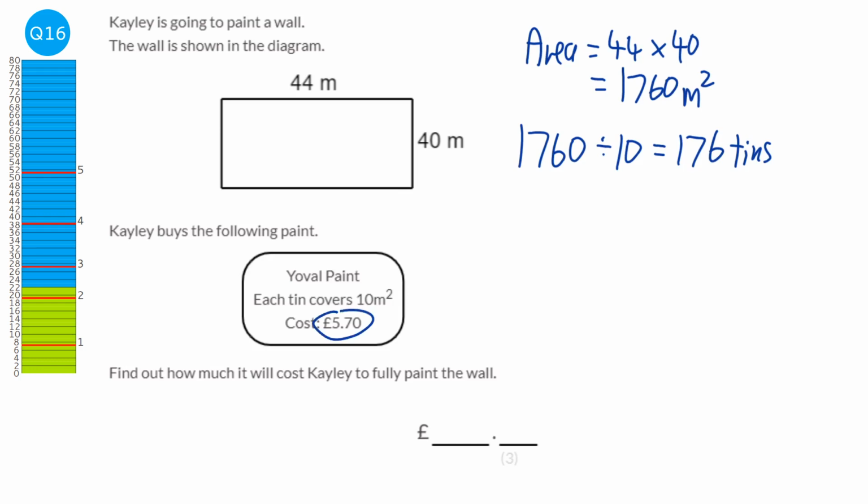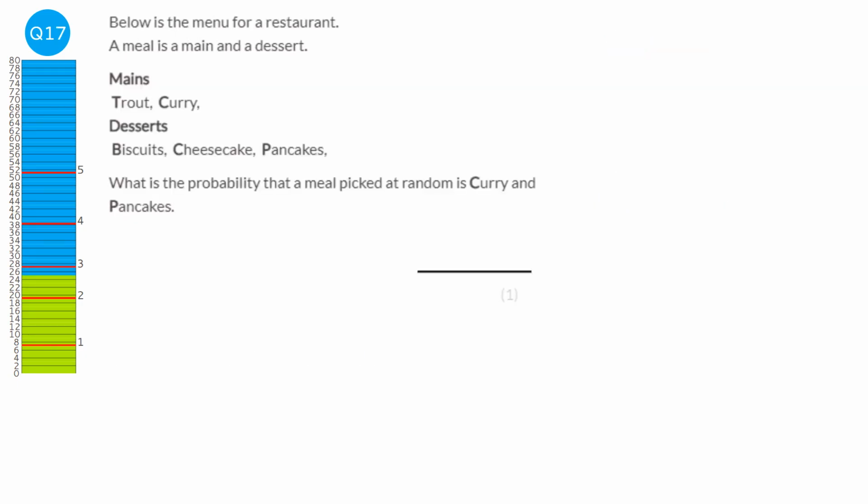And each tin costs £5.70, so it'd be 176 times 5.7, or you could do it as 570 pence and convert it at the end. And that gives us a price of 1,003.2. And so as money, that would be £1,003.20.